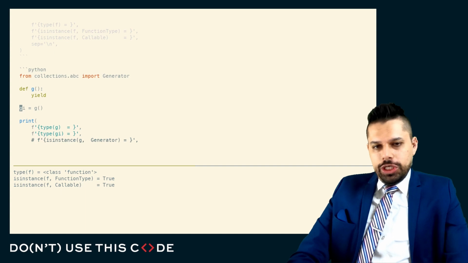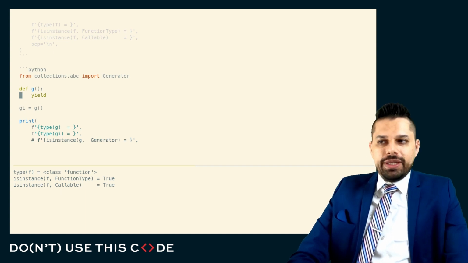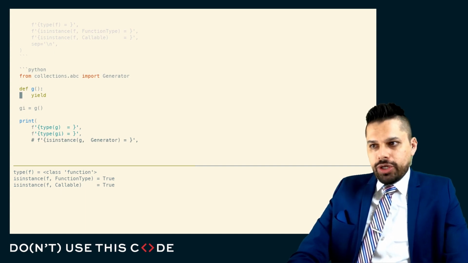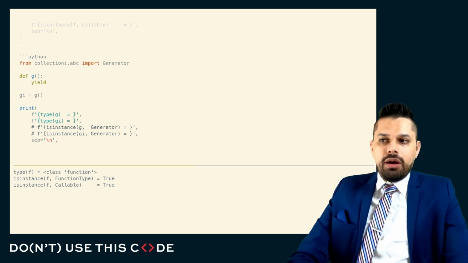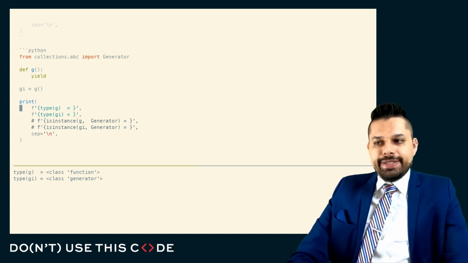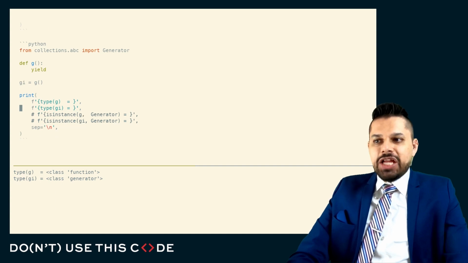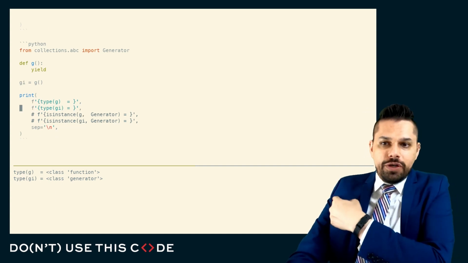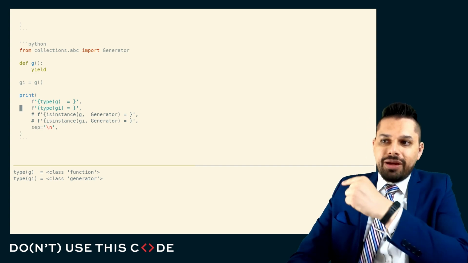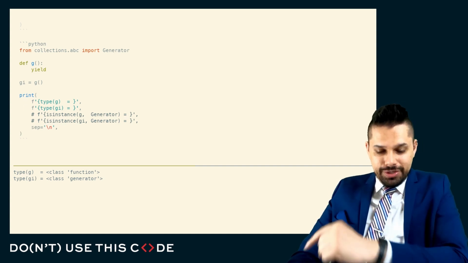If I ask you what g and gi are, you're going to tell me that g is not a function, it's a generator, and gi is a generator instance. But this is not what Python calls them. g is a function to Python, and gi is a generator. What you and I call generators, Python actually calls functions. And what you and I call generator instances, Python actually calls generators.